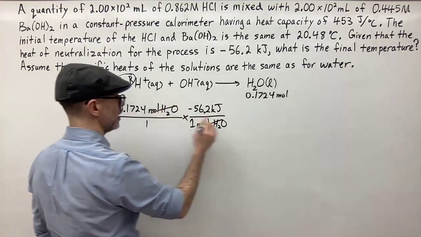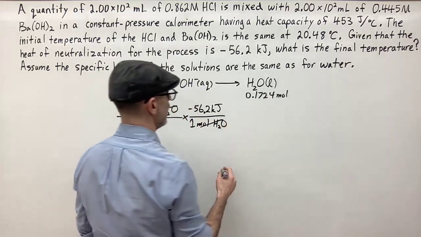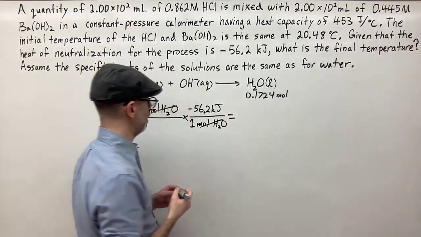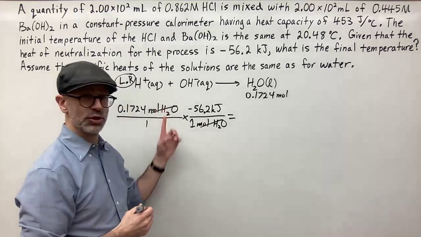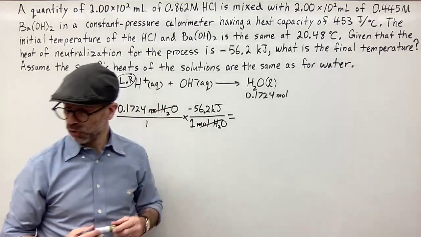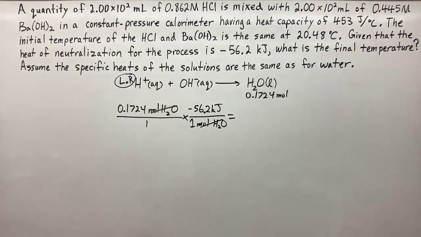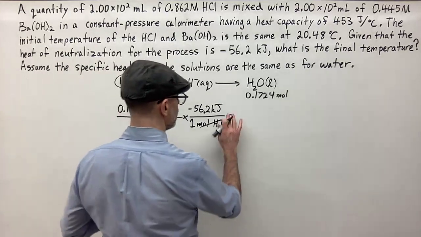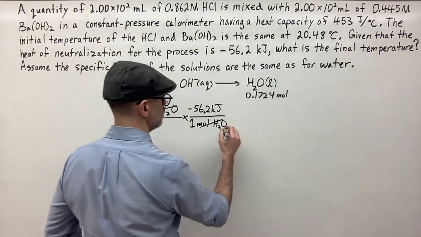Moles of water cancel out. Now we have kilojoules. And so now we can figure out the number of kilojoules produced from this amount of moles. And when we calculate that, we get negative 9.689. But let's convert this to joules, and I'll tell you why.